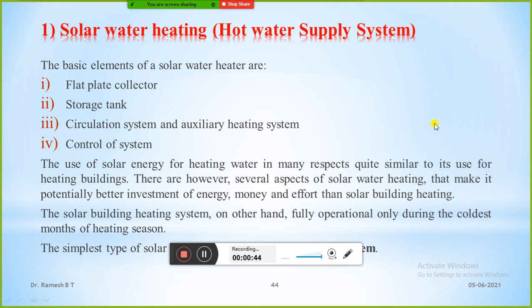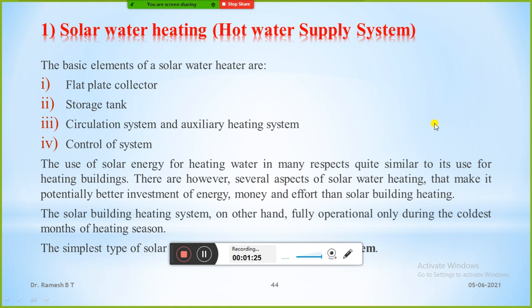We need a control system, and the use of solar energy for heating water is in many respects quite similar to heating buildings. We can also use it for home applications like bathing, using the same solar water heater. So this makes it potentially a better investment for energy and money, and effort, than solar building heating. That is the most important thing.